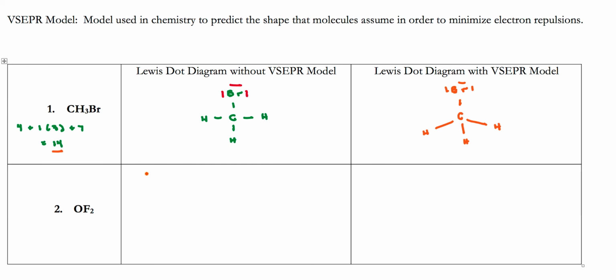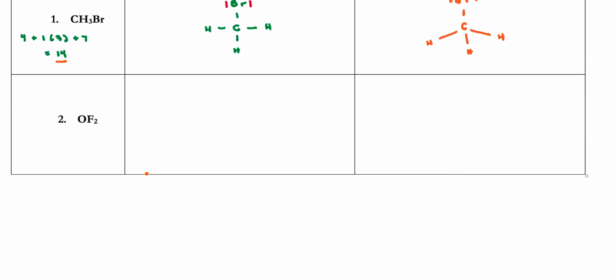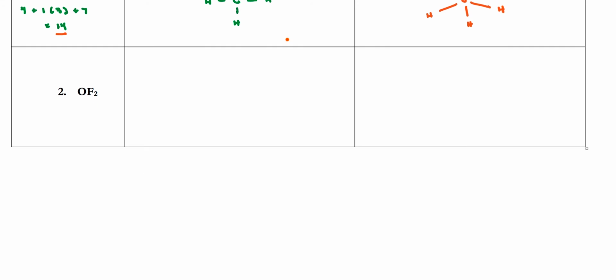All right, let's look at one more example, OF2. Again, first count valence electrons. Oxygen has 6 valence electrons. Fluorine has 7, but I have 2 fluorines. So this is going to give me a total of 20 valence electrons. My next step is to share. I'm going to have oxygen as my central atom, a fluorine here and a fluorine here. I'm going to share electrons using a covalent bond.